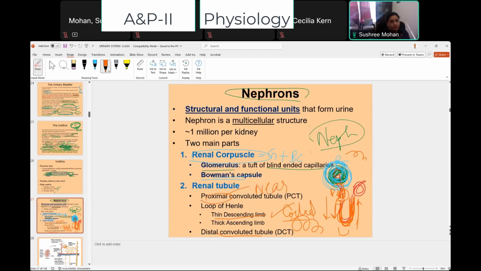So proximal convoluted tubule. Loop of Henle. The whole thing is called loop of Henle. Down is descending. Up is ascending, and then this distal convoluted. Distal means far, further, far. So distal convoluted tubule. So this one plus this one together is the nephron. We are going to look at what happens over here and what happens in the tubule.